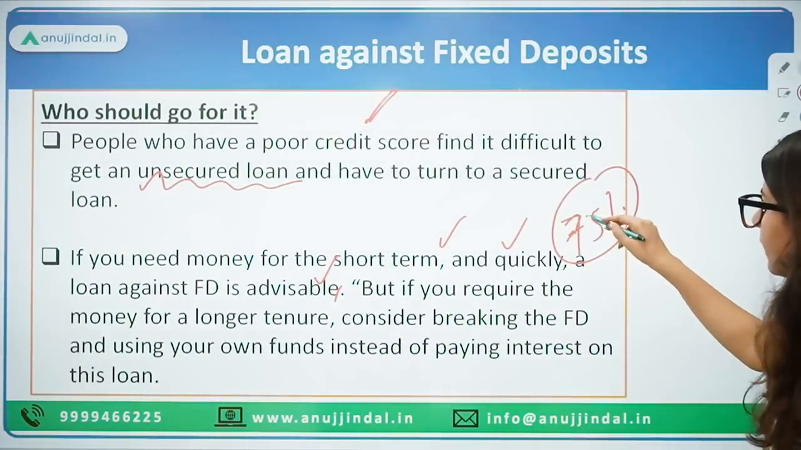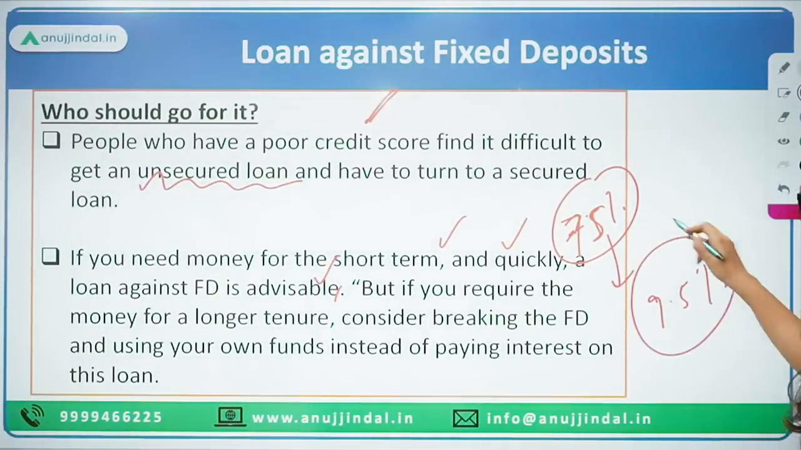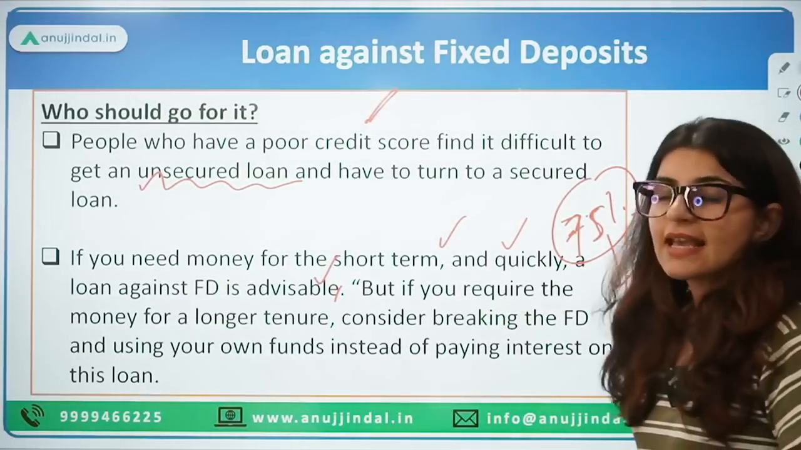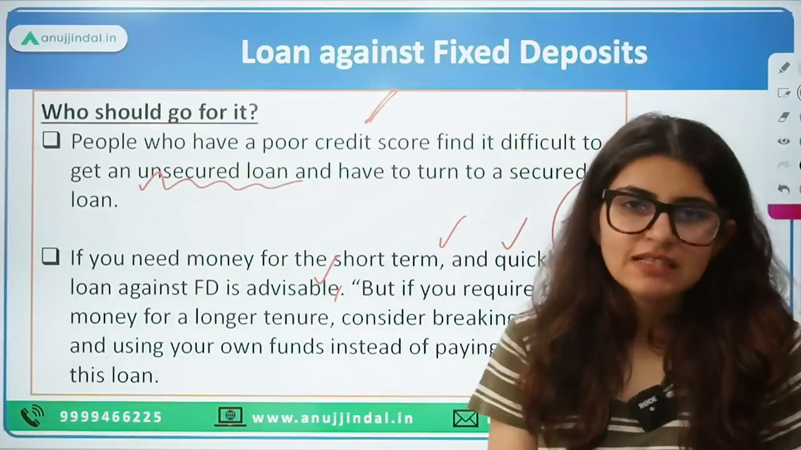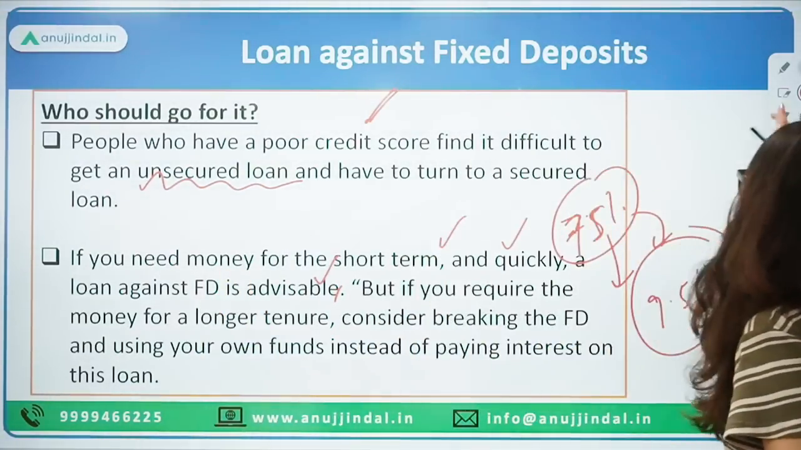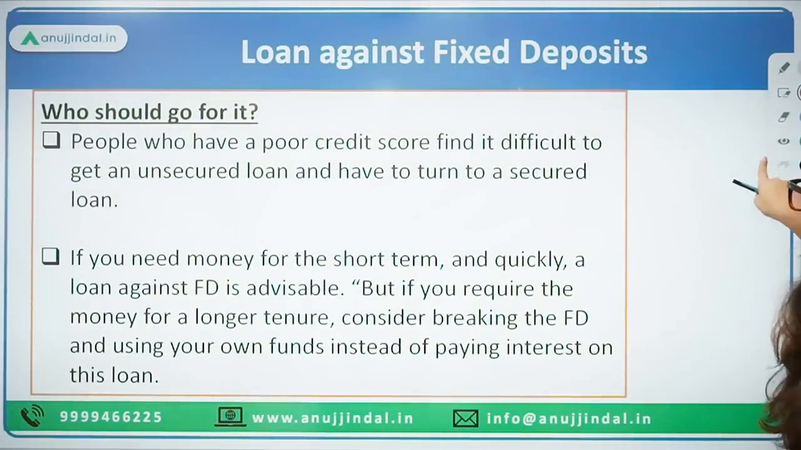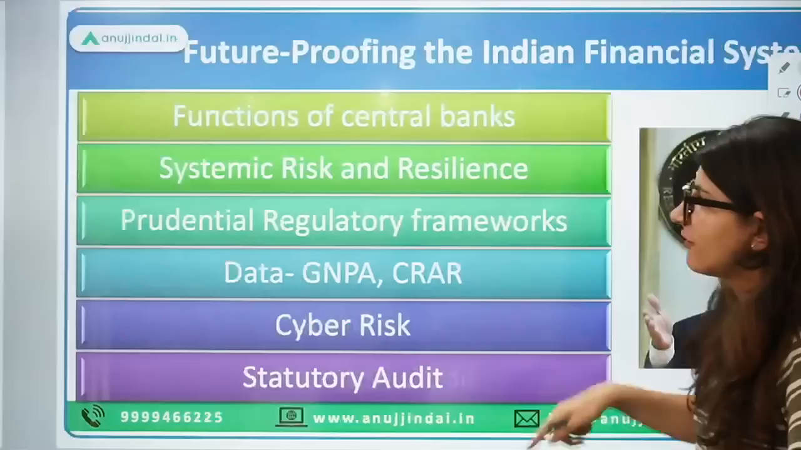7.5% hai FD ka rate. And the rate of loan at which you are getting is 9.5%, right? In this case, it is not beneficial or advisable by advisors to take loan using FD. Now, this brings us to the end of first topic that we have discussed, that is loans against fixed deposit.